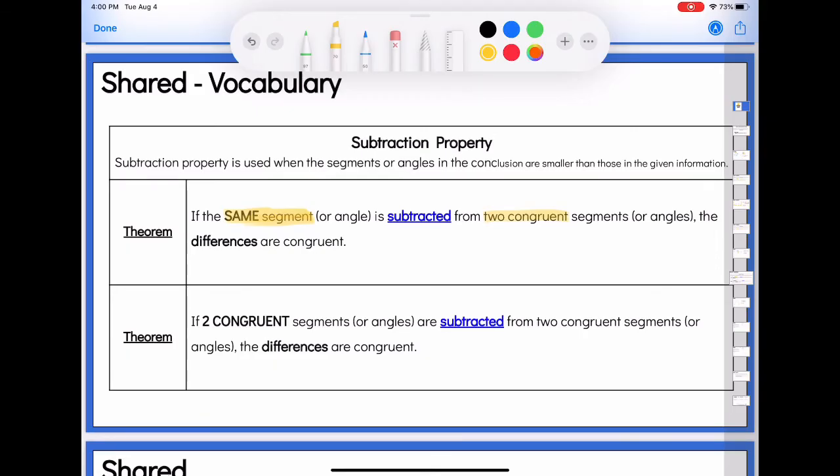Notice I didn't write the whole theorem out again for you this time, saving a little space. You can save space as well. We could swap that word segment out for angle if we need to. Well, I'm sure that you guys are really catching on now, so you know that if it works for the same segment or angle being subtracted, then it would also work for two congruent segments or angles being subtracted from two congruent segments or angles. So we have two different versions of the subtraction property as well.